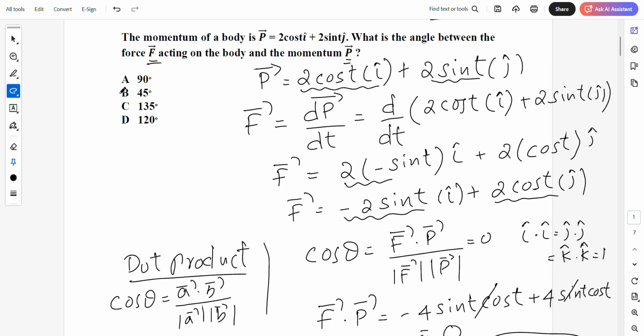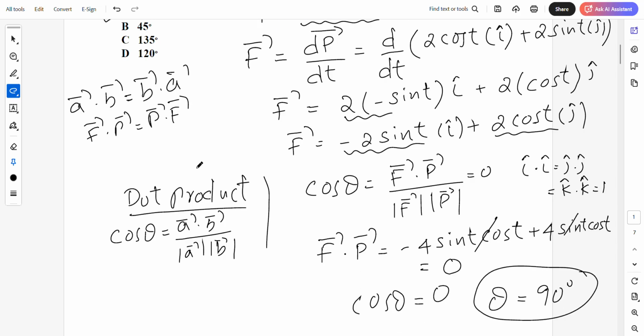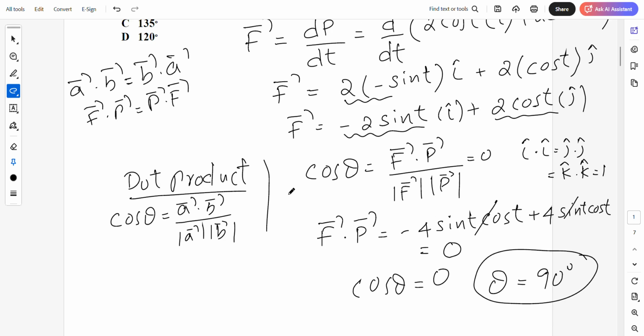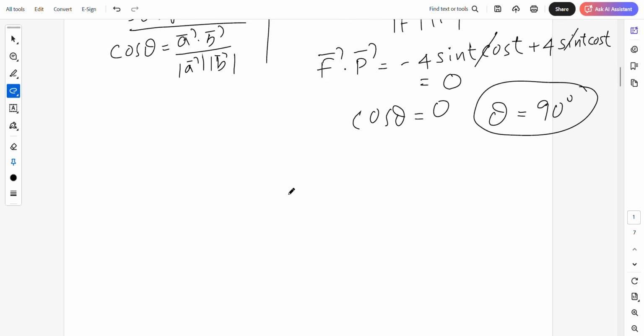Hope you have understood, 90 degrees. In dot product, vector A dot vector B is the same as vector B dot vector A. Either you find the dot product of F or P, or P or F, that is one and the same. Since the numerator term is 0, you will get cos theta is equal to 0, and theta is equal to 90 degrees, because cos of 90 is 0. Hope you understood this first problem.